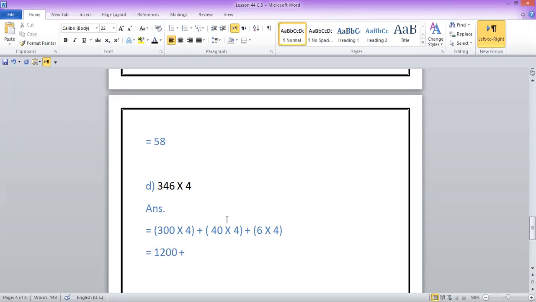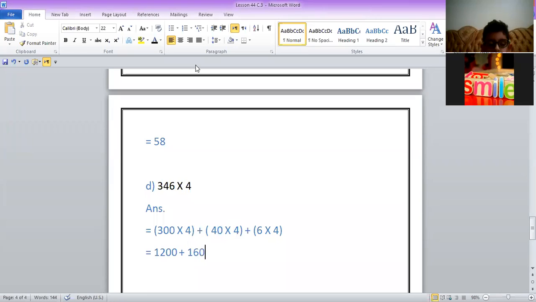Now, this is 40 multiplied by 4. So there is 1 zero. So just multiply this 4 to this 4. 4 multiplied by 4 equals 16. Very good. So just write 16 here. And because in 40, how many zeros are there? Only 1 zero. Write 1 zero.